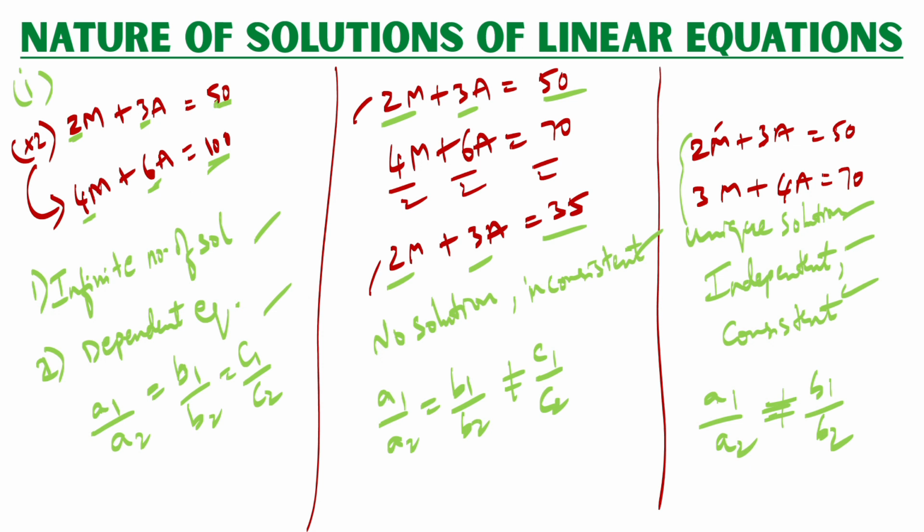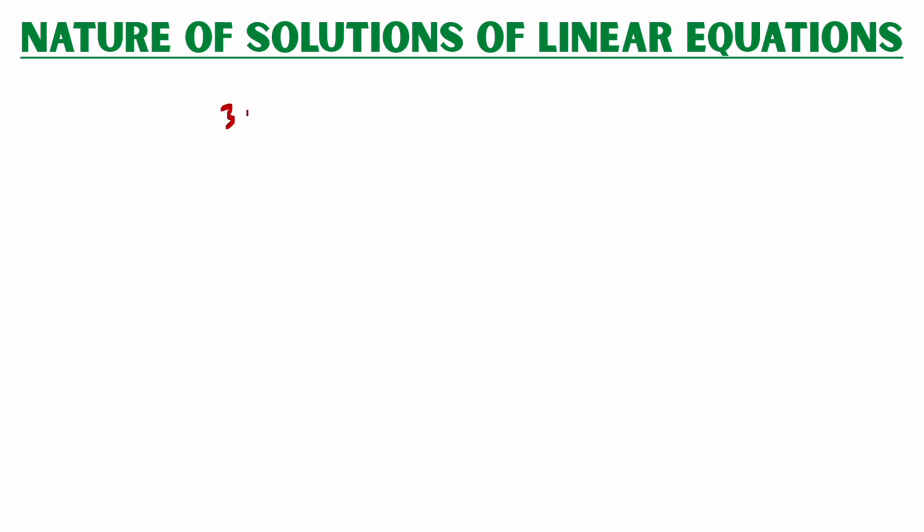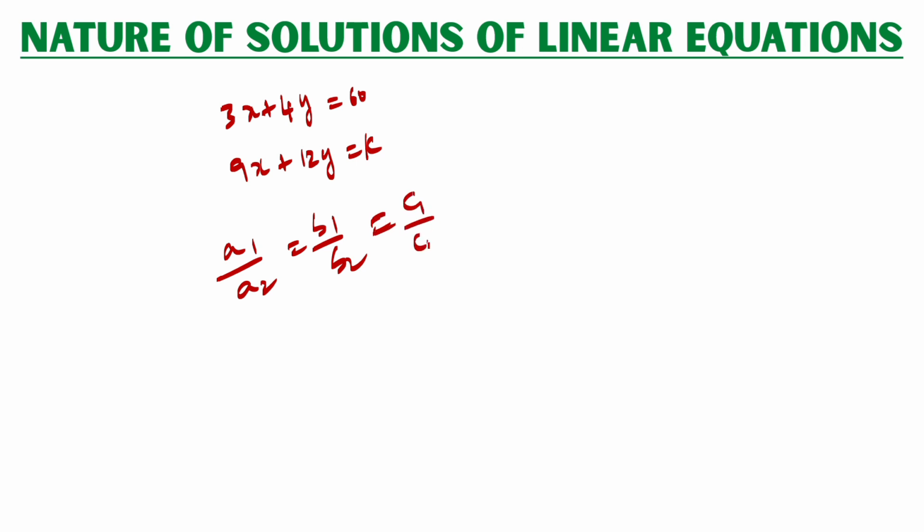See, CAT doesn't test you on these properties directly. It never tests you, but the application is what you must know, because that can be helpful in solving problems on algebra. So how can we apply these properties? Let's say 3x plus 4y is equal to 60 and 9x plus 12y is equal to k. Now, for what value of k do these two equations have infinite solutions? How can you find out? Just use the property. The condition for infinite solutions is a1 by a2 equal to b1 by b2, which must be equal to c1 by c2. So 3 by 9 is equal to 1 by 3.